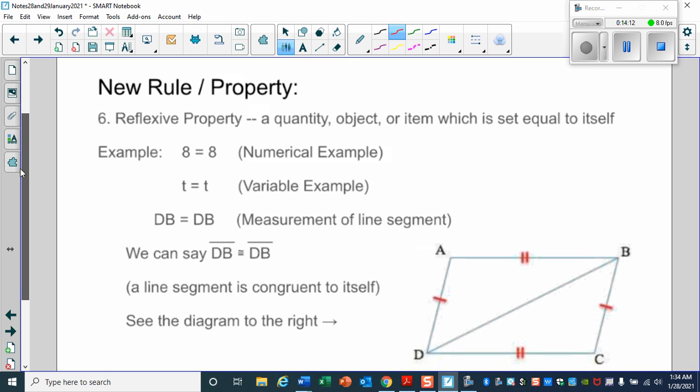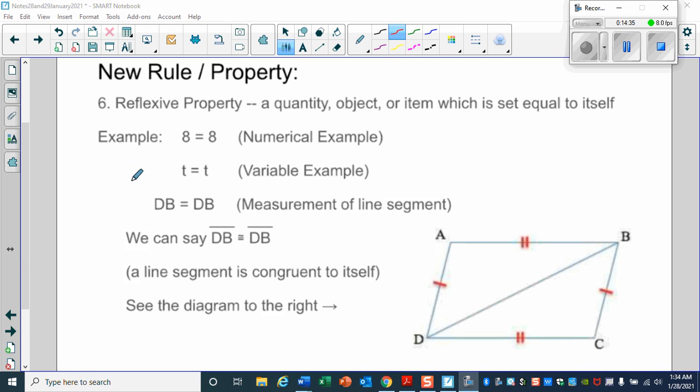Now, the one thing that's new that we have to learn is the reflexive property. Basically, it's a quantity, object, or item which is set equal to itself. For instance, numerical value 8 equals 8. Variable example, T equals T. The measurement of the line segment DB is equal to DB. So given this, we can say DB, the line segment, is congruent to the other DB line segment. And given that, you can do this.